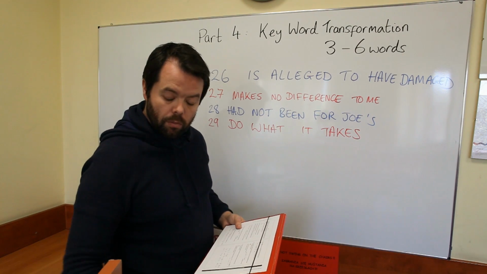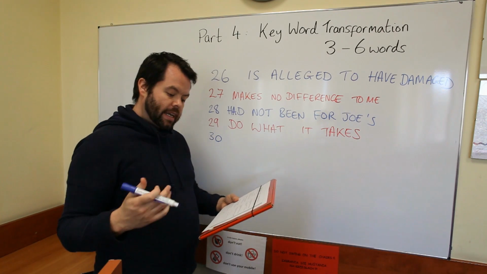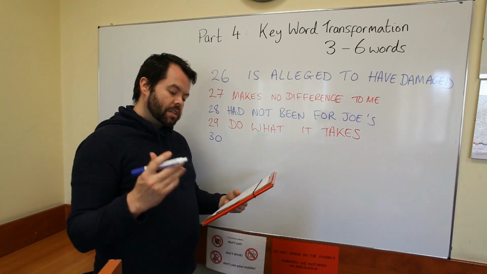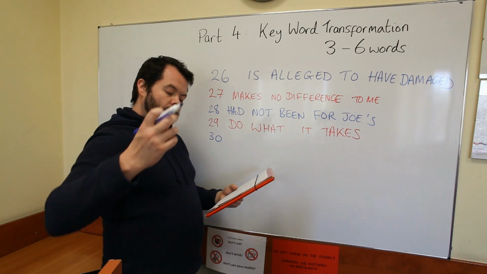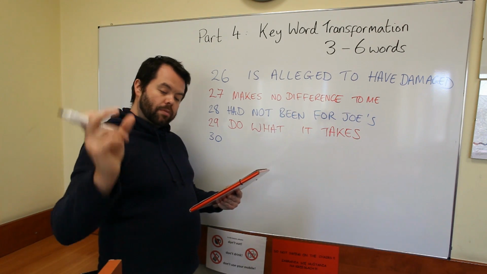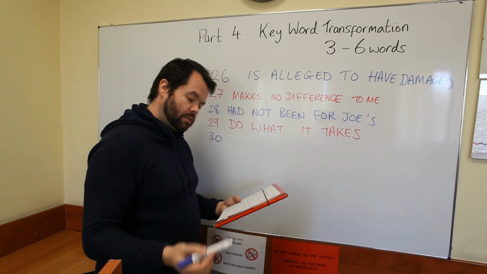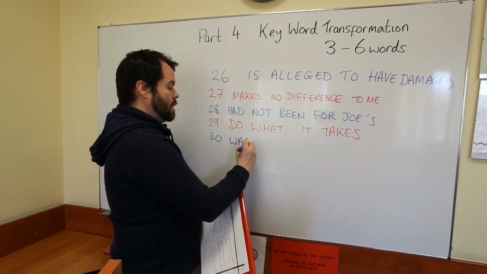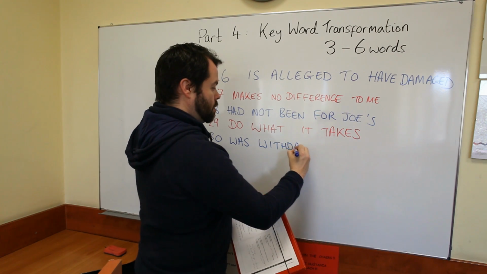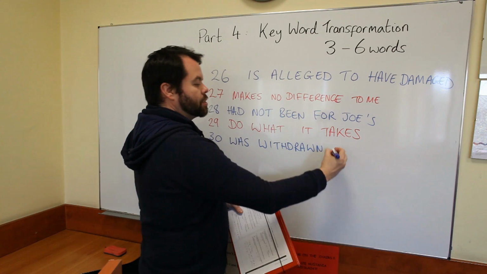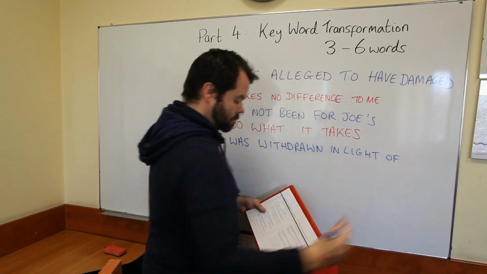That just leaves us with one more, number 30. And here we're going to have a change of voice. If you look at the second clause, the government withdrew its proposal. So we're taking that object, the proposal, we're making it the subject of a new sentence, the government's proposal. So it's going to be passive, so was withdrawn. Now we're changing the expression to be in light of.